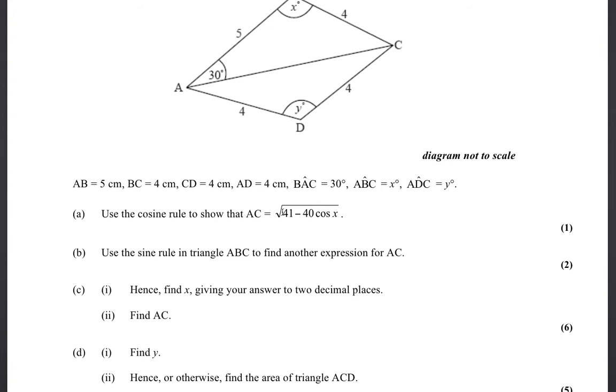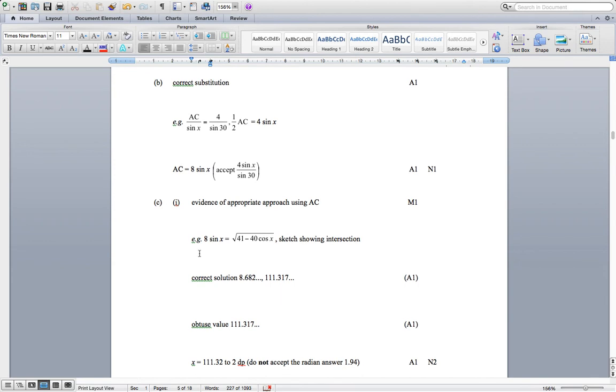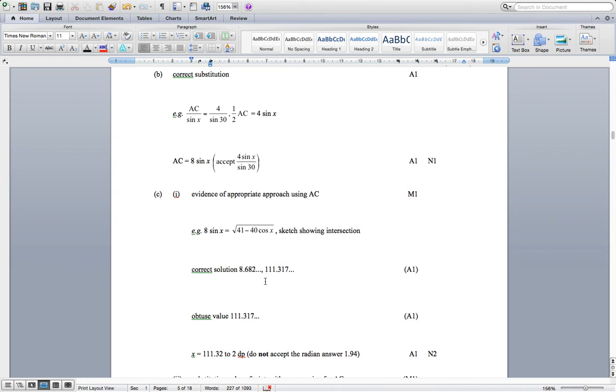And the next part is hence find x, giving an answer to 2 decimal places. Now you have an expression here for AC, and we have found another expression for AC, isn't it? Both of them are equal. So by equating them, that is 8 sine x equal to this, we will find the answer. Okay. Now let us solve this. How do you do it? Again, I'm going to use the graph in the calculator. I'm going to type 8 sine x as y1, and this one, under root 41 minus 40 cos x, as y2.